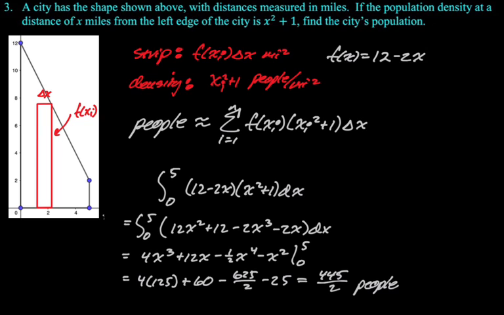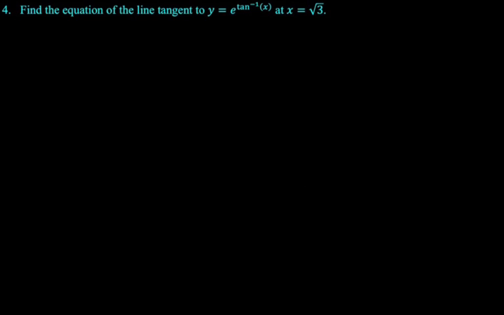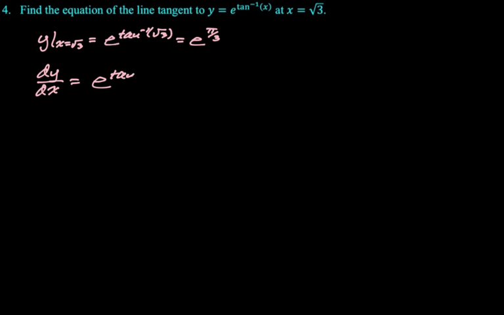So let's take a look at the next one. Find the equation of the line tangent to y equals e to the arctan of x at x equals root 3. All right, so this is a tangent line problem. We need to know what y is going to be equal to. So we'll get e to the arctan of root 3. So the arctan of root 3 is pi over 3, so we're just getting e to the pi over 3. I recommend that you memorize those values if you haven't already. You got through pre-calc, math analysis, you should definitely know those values. But you might need to review them every once in a while.